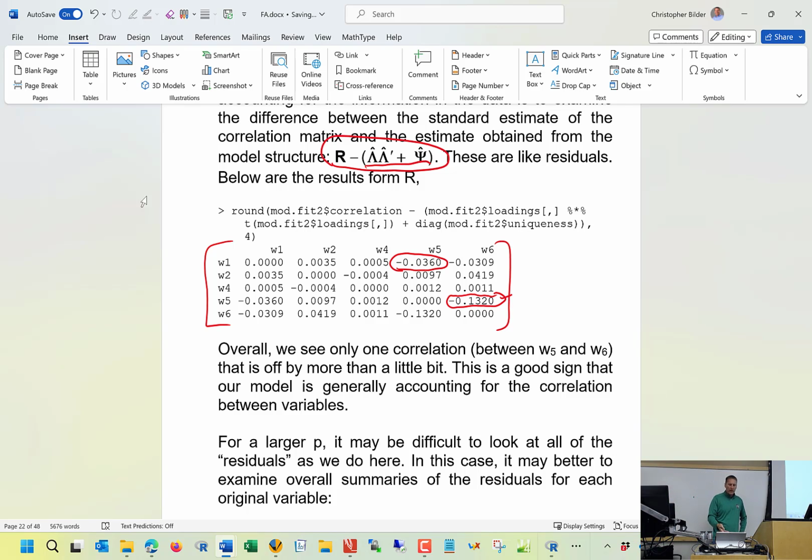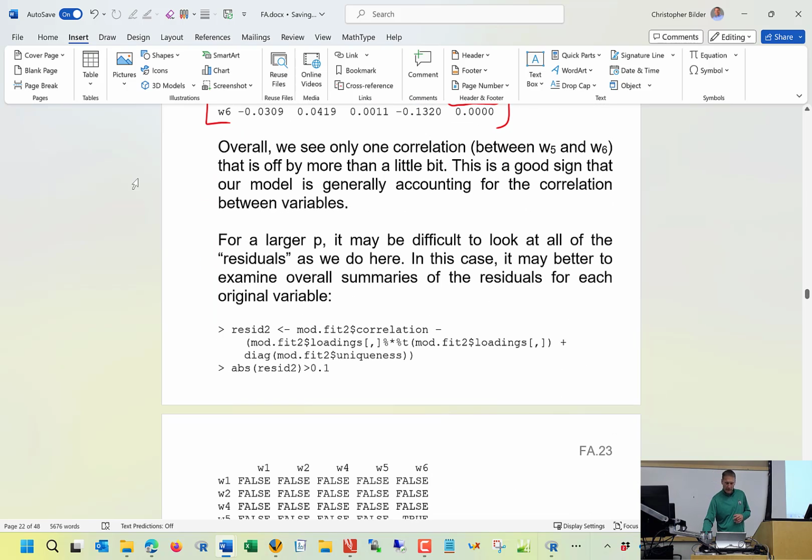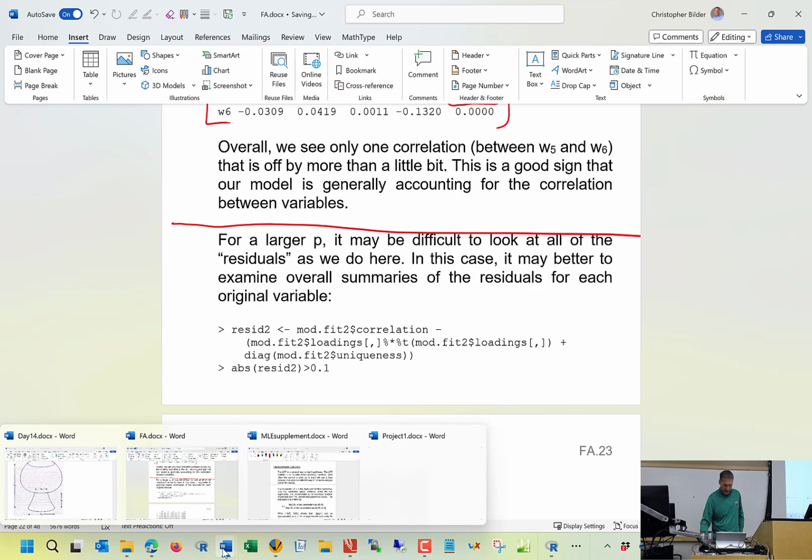So overall here, this model seems decent. My only little bit of concern is that 0.13. But otherwise, using this tool, I'm mostly satisfied with this model. Okay, so we're out of time here. Let me come back.